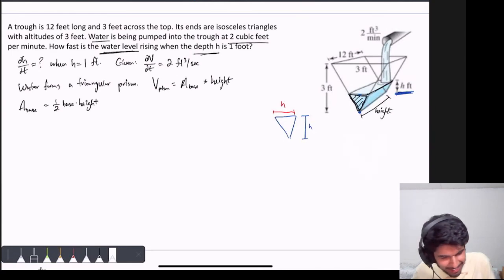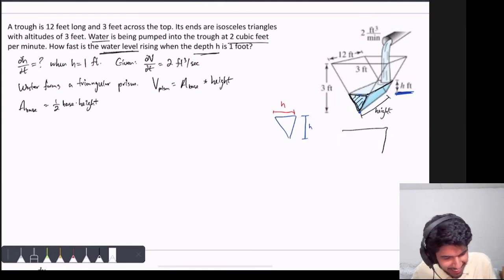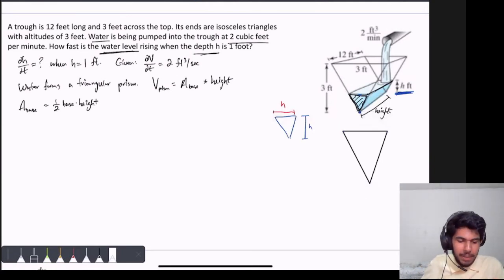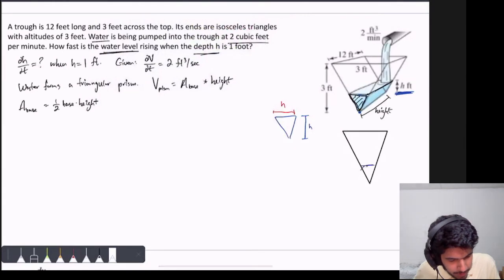Well, okay, I can't draw triangles apparently. This Notability isn't even recognizing that I'm drawing a triangle. There we go, okay. So I've drawn the base of the apparatus that's holding the water. And then water fills it up to some level here, right? So this is all water.